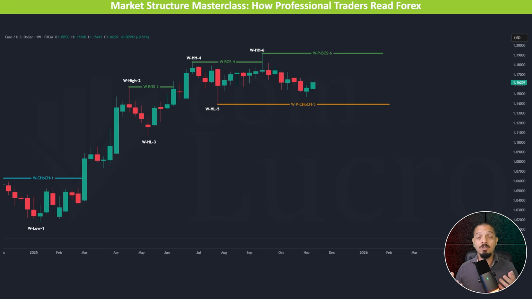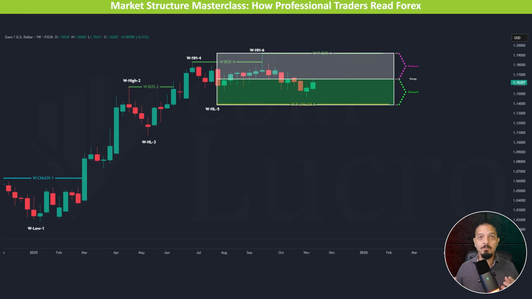Later in the structure, Weekly Break of Structure 4 occurs during the impulse expansion from Weekly Higher Low 5. This event confirms that the bullish trend remains active and that the sequence of higher highs and higher lows continues. Each of these events helps confirm the structural narrative of the market. The most recent completed impulse is the movement that expands from Weekly Higher Low 5 up to Weekly Higher High 6.